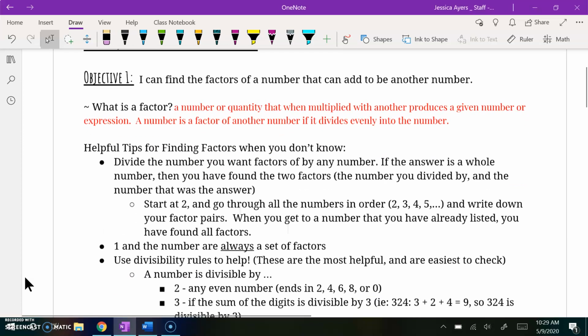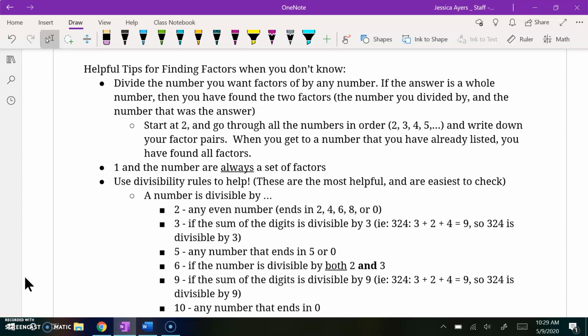So here are some helpful tips for finding factors when you don't know. One, you can just divide the number you want factors of by any number. So if the answer is a whole number, then you have found two factors when you do that. So the number you divided by and the number that was the answer are your two factors. A good strategy for this is to start at 2 and then go through all the numbers in order.